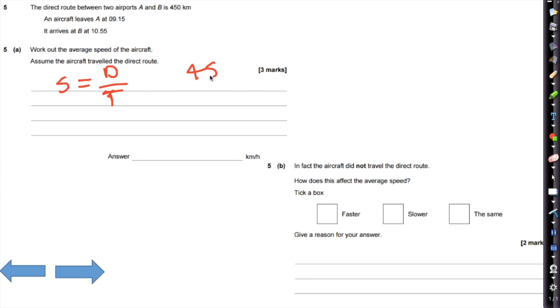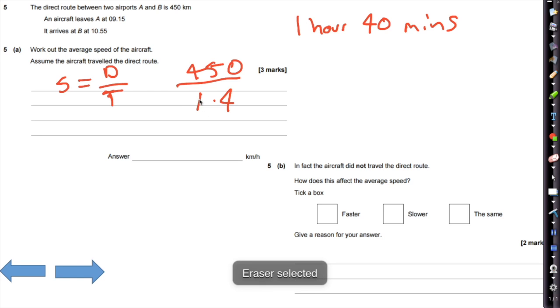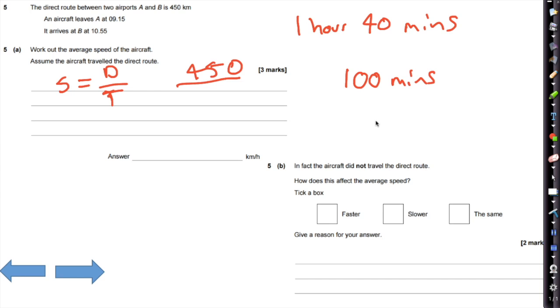So the distance is 450 kilometers, and the time is 1 hour 40 minutes. 1 hour 40 minutes. And it is not 1.4. Okay, that was a big mistake that turned up quite a lot. Students thinking that it's going to be 1.4. It's not 1.4 because 100 minutes, which would be what is required to make one whole, if you were correct in thinking that 1.40 was the time. This is not true.